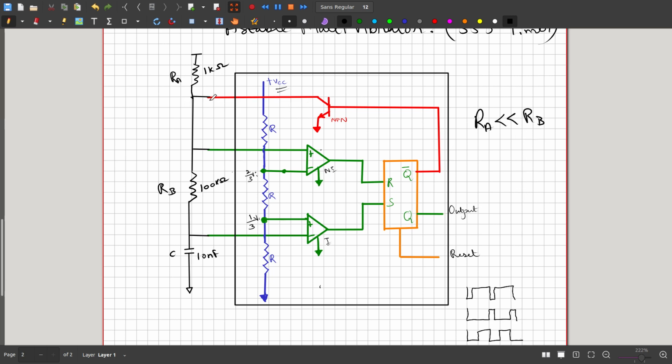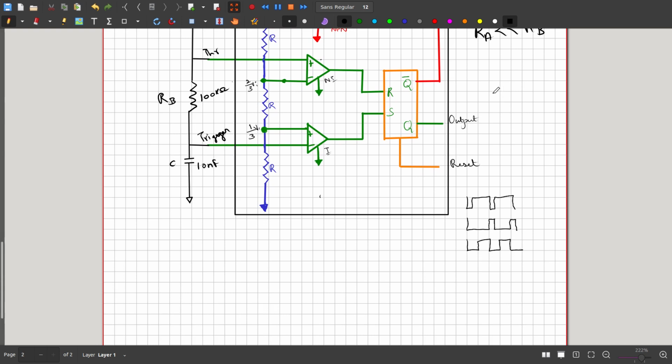If you remember, this is the discharge pin, this is the threshold, and this is the trigger pin. So let's examine how the output looks. This reset is not important for this discussion.